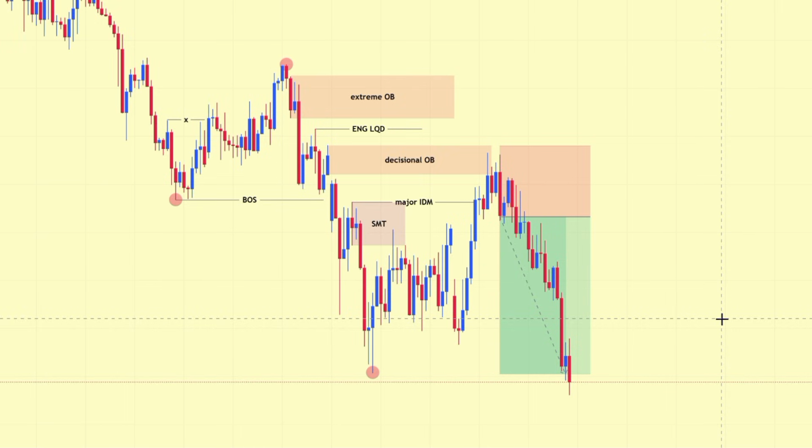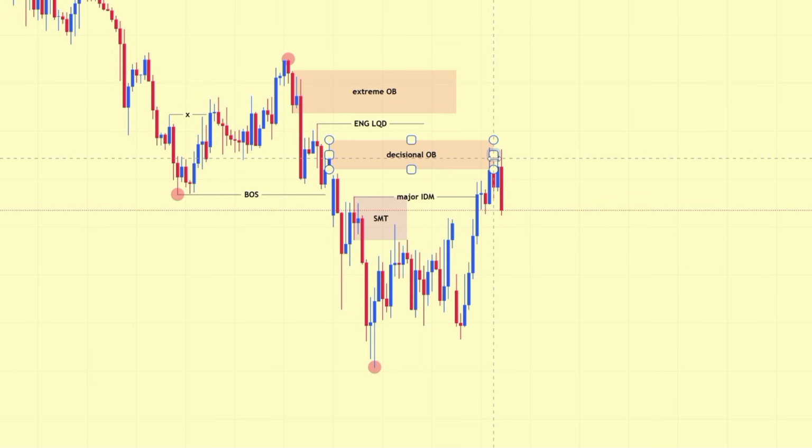The second way is the one I'm about to dive into, and that is the lower time frame execution. Alright, so in lower time frame execution, upon seeing price mitigating a valid reversal zone, decisional or extreme POI, or after price has interacted with a call liquidity level, it can be the engineering liquidity or the inducement, in that case you get to shift to the lower time frame.